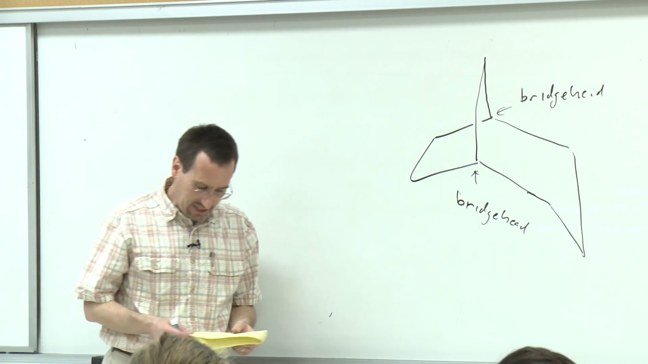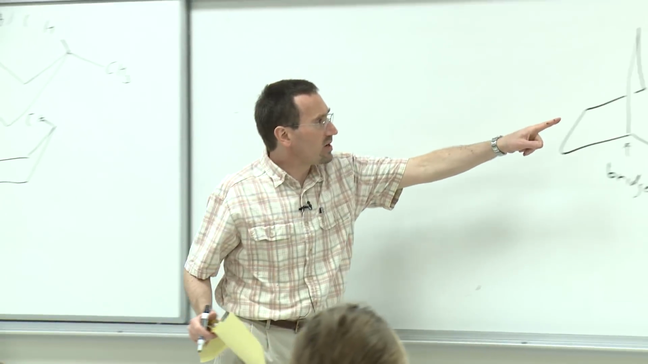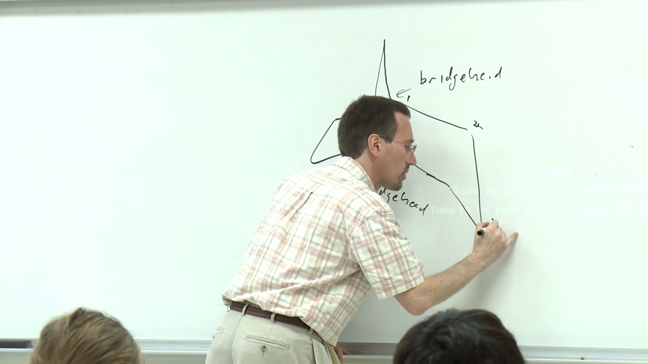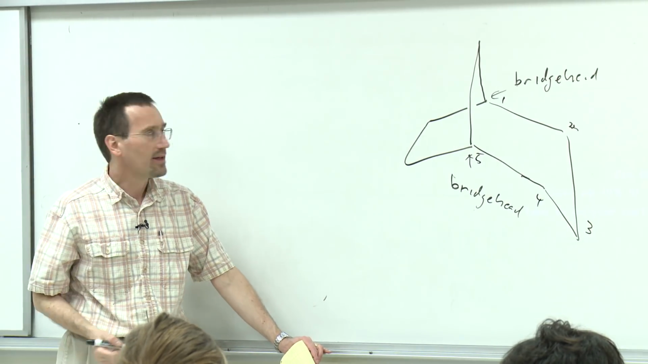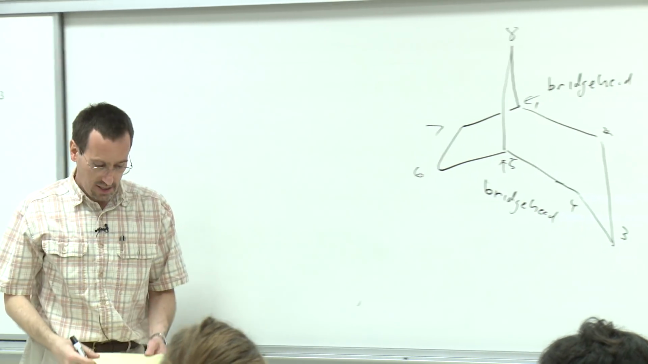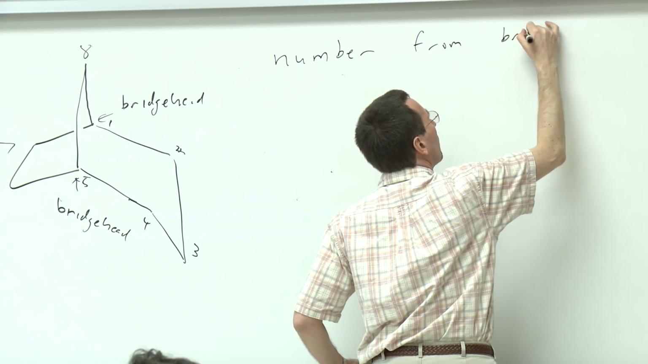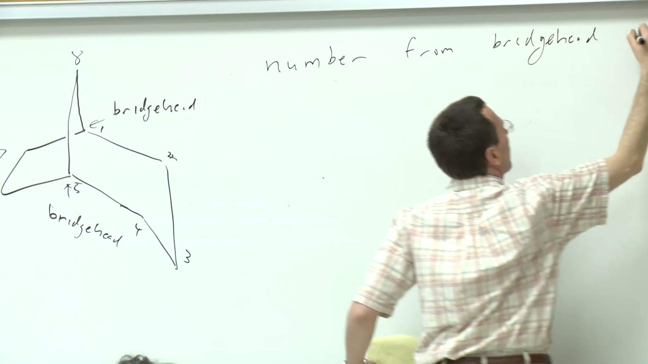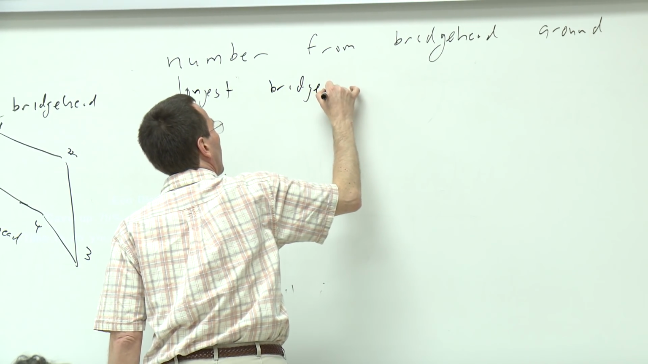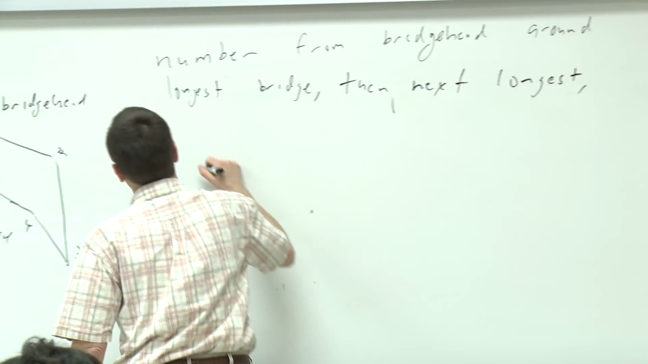Now, let's get into the details of numbering. So, bicyclics have a curious way of numbering them. We start numbering with the bridgehead. Then we number around the longest bridge. So we go 1, 2, 3, 4, 5, back to the bridgehead. 6 onto the next bridge. And finally on to the last bridge. So we number from the bridgehead around the longest bridge, then the next, and then the shortest.